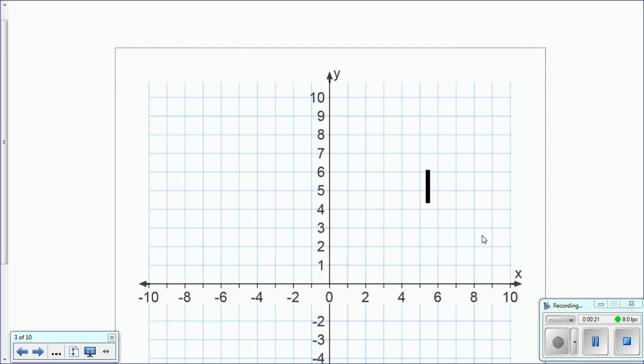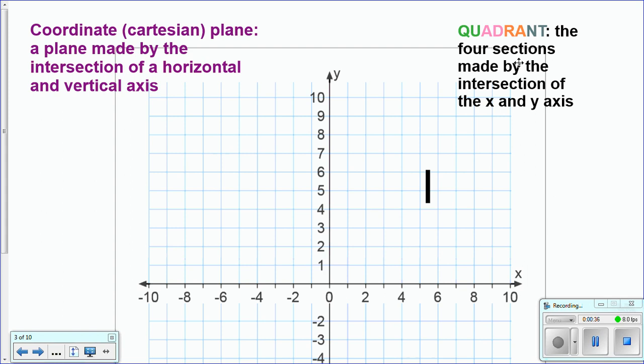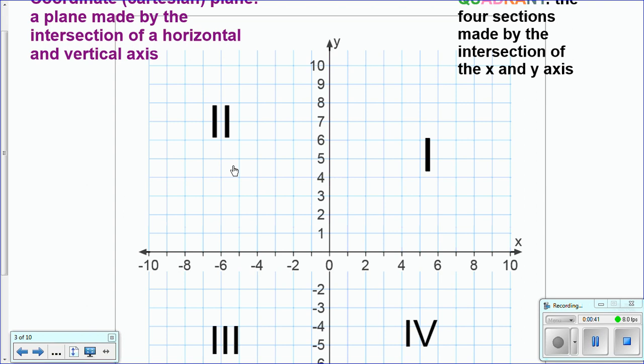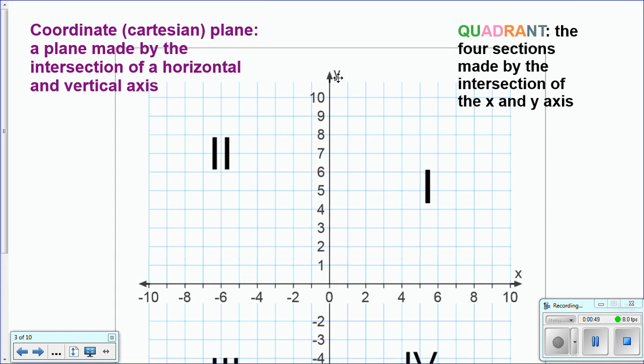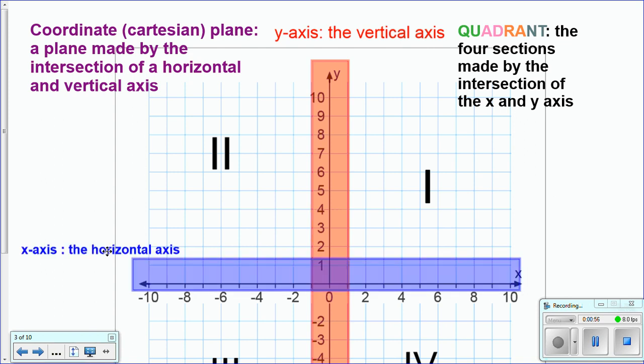This whole thing is called a Cartesian plane, or coordinate plane. It is a plane made by the intersection of the horizontal and vertical axes. Quadrants are the four sections made by the intersections of the x and y axes. So here we have 1, 2, 3, and 4. I'm probably going out of order from your notes, and I'm sorry. The y-axis is the vertical axis, and the x-axis is the horizontal one.